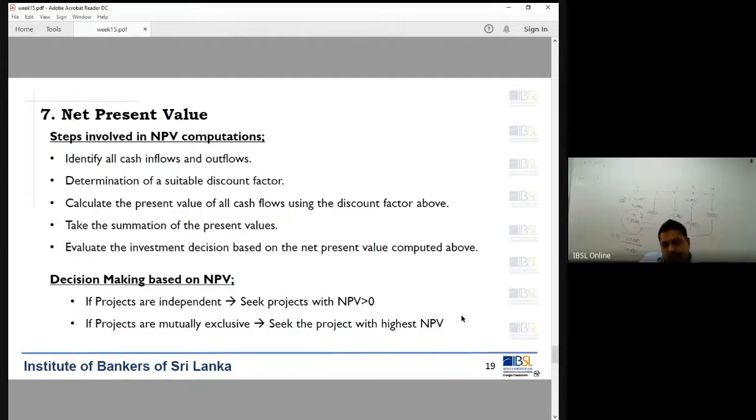The third step is to find all present values using these discount rates, using those discount factors that we discussed, 1 divided by (1 plus R) to the power n. You can discount those cash flows to today's terms. Take the summation of the present values. When you take the summation, be careful. You have negative cash flows, positive cash flows, negative cash flows. The summation should net it out. That's why we call it the net present value.